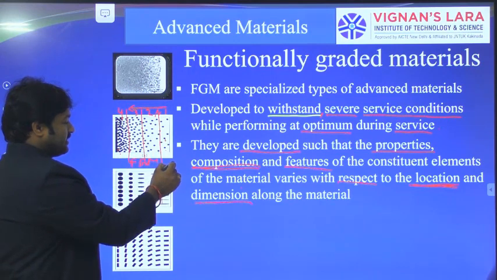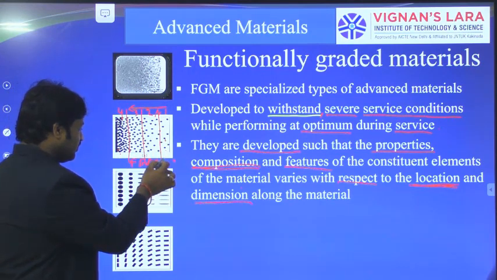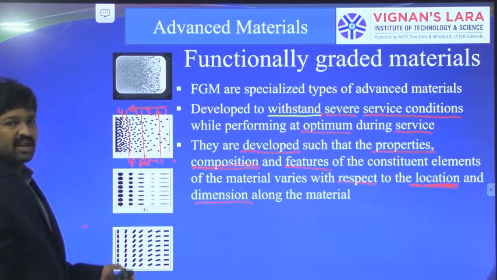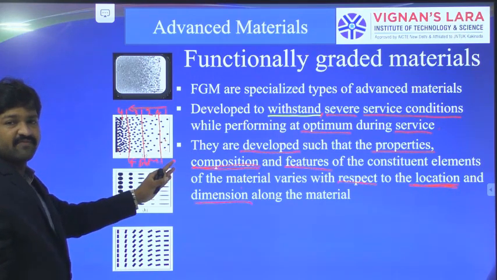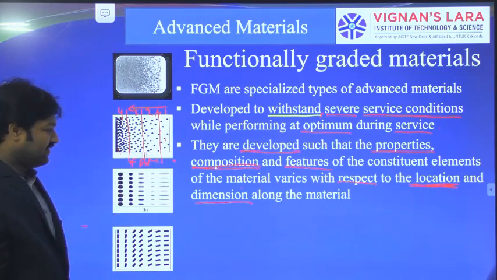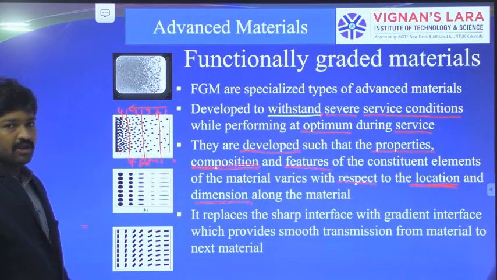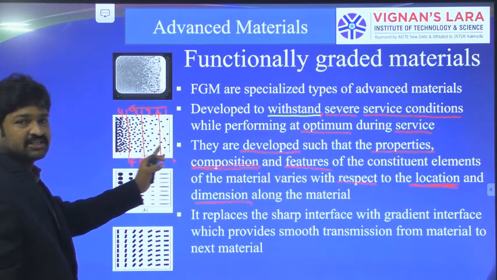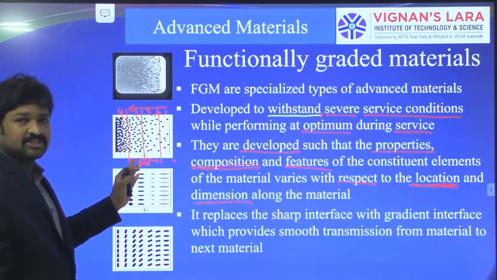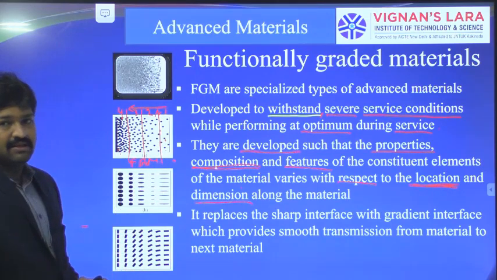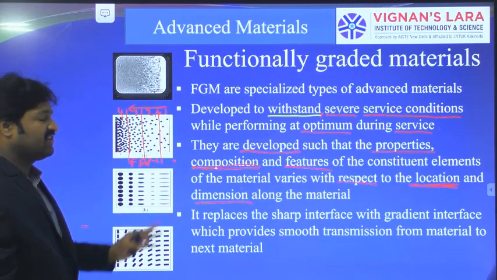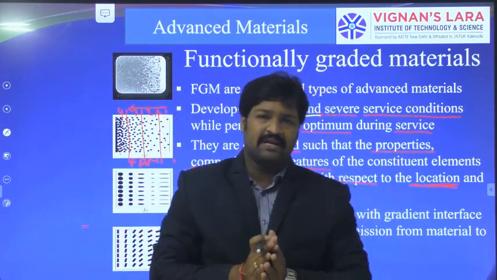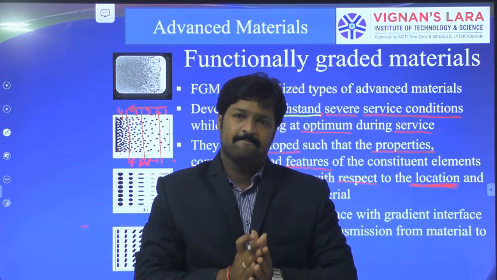If we consider this as 0, 0, from here to here, with respect to the location, the properties will vary. Along with that, with respect to the dimension of the component, the properties also vary. Due to the variation in properties or in composition in an FGM, the sharp interface is replaced with a gradient interface. So what is the purpose of this?